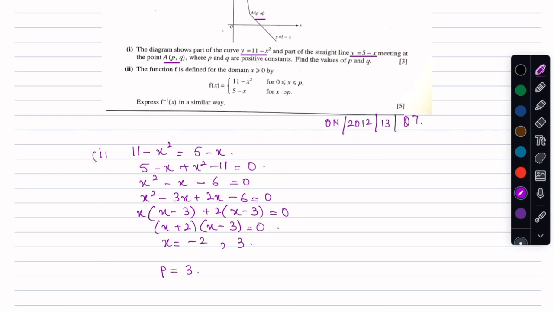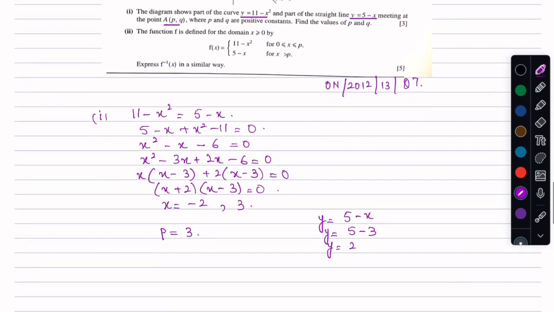To get the q value, I can just substitute this x in the equation 5 minus x or 11 minus x squared. So for simplicity, I am taking y equals 5 minus x. Therefore, I can say that y is equal to 5 minus 3, or y is equal to 2. And further, I can say that q shall be equal to 2 here. Therefore, A shall have the coordinates of 3, 2. So this is going to be the solution for part 1.